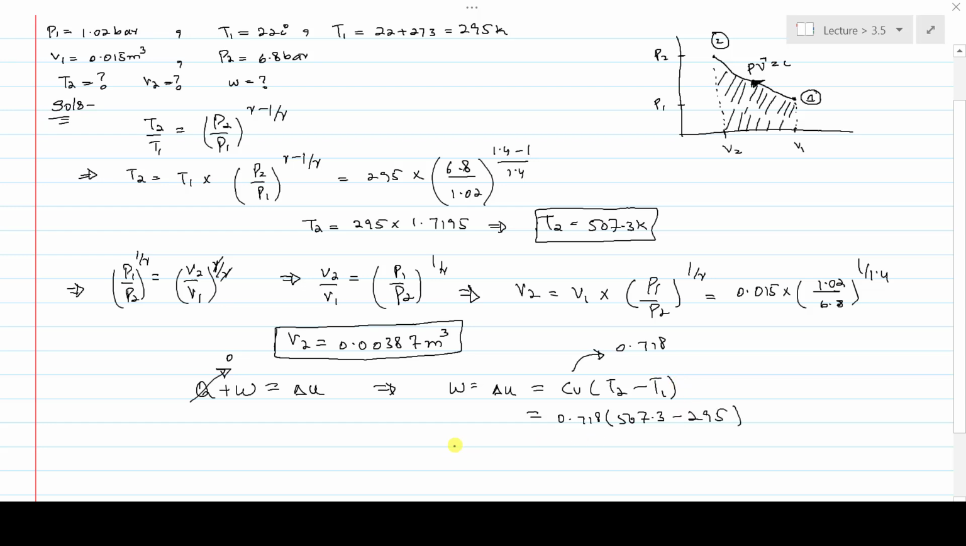To solve this on a calculator, you will get the work input to the compressor in order to compress the air from the initial state to the final state, from pressure P1 to P2. We will get the value of work input, that is 152.4 kilojoule per kg.